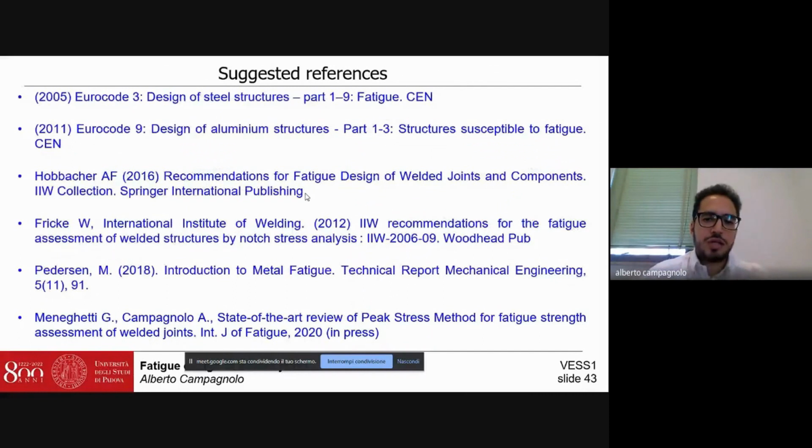I suggest only some references: the recommendations of IIW, Baumgartner and Fricker, and An Introduction to Metal Fatigue, which is a very good technical record from Pedersen, from which I took most of the figures. I thank Pedersen for this possibility, and also this publication, which I have already mentioned.